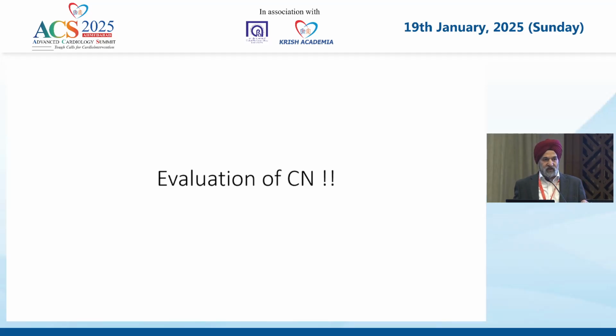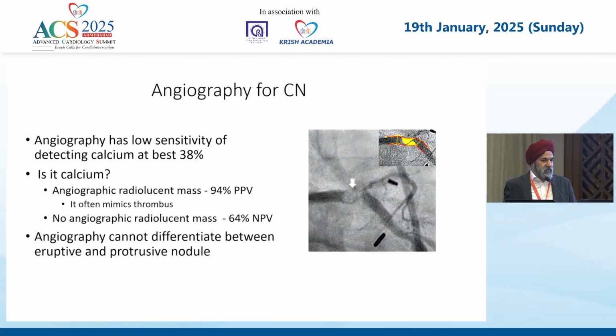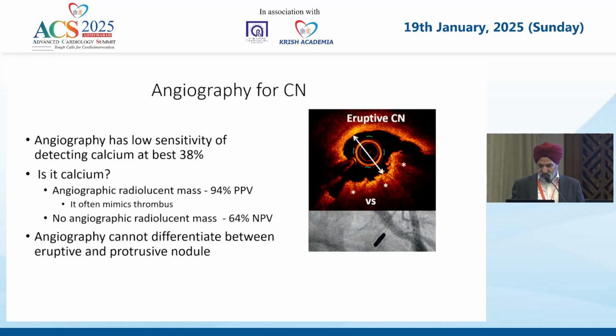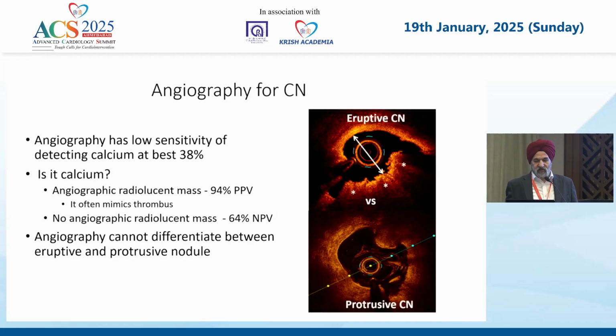So how do we evaluate? Now that we've seen that there is genesis of these nodules, how do we evaluate? Angiography is not good enough, but what you see on angiography could give an impression of a thrombus. If you see something, the positive predictive value of angiography is about 94%. But many a times, I'll show you case examples, nothing is seen and you find a nodule which is there inside. So angiography cannot differentiate between eruptive and protrusive nodules. Well, we use imaging, but imaging except for the OCT, the IVUS is not going to tell you whether it's an eruptive or protruding nodule.